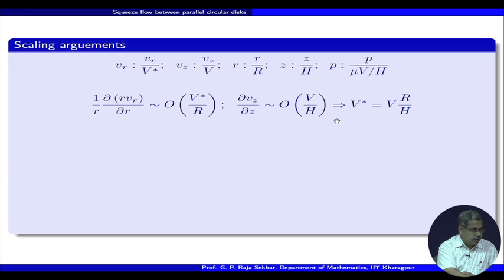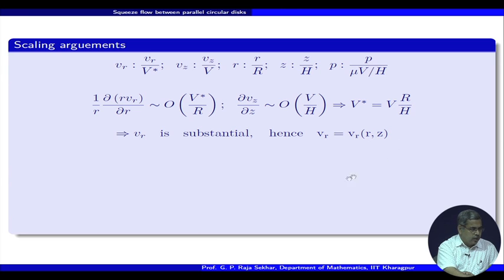From this one can conclude that v star is v times r by h, and r is much larger than h. So this indicates that the radial velocity scaling is substantial, because r is much larger than h. That is our conclusion. So radial velocity is substantial, hence we assume it to be a function of r and z.